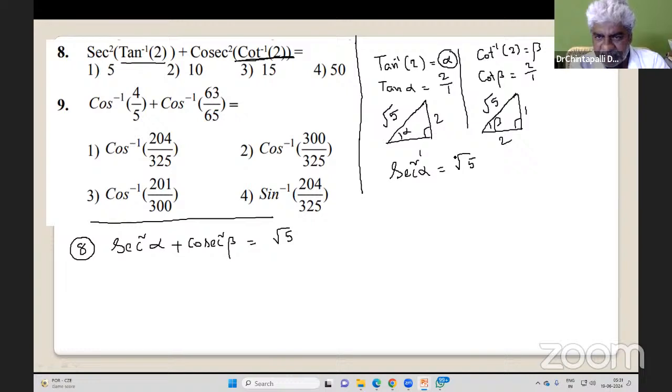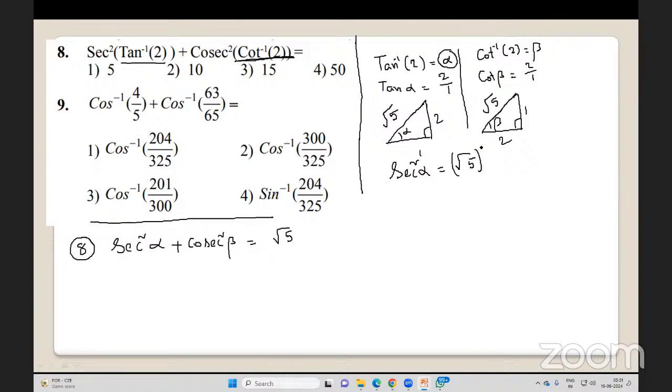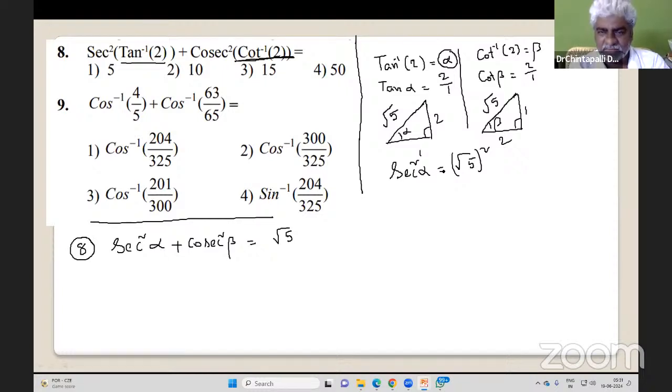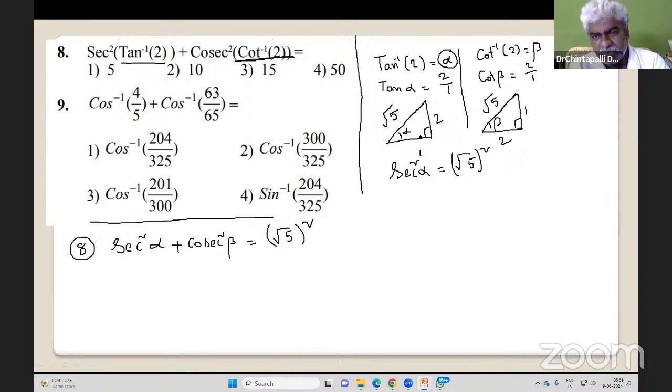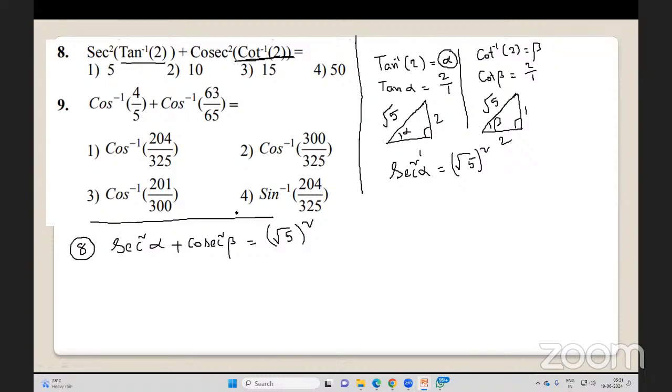Squaring on both sides. Sec is hypotenuse by adjacent. Yes, sir. Just squaring on both sides. So sec square alpha is? Root 5 whole square. Very good. Why 2? Oh, I was talking about cosec. I think your answer is cosec, right?